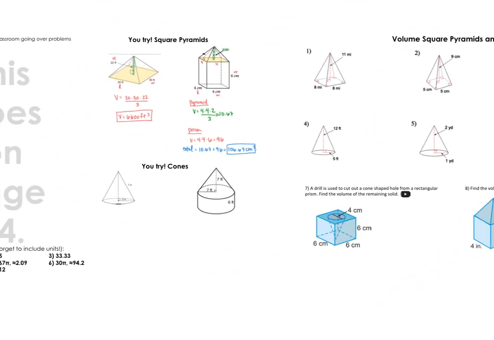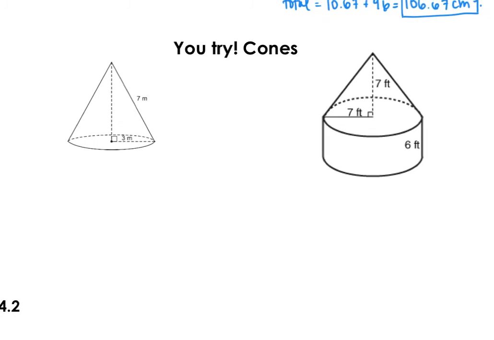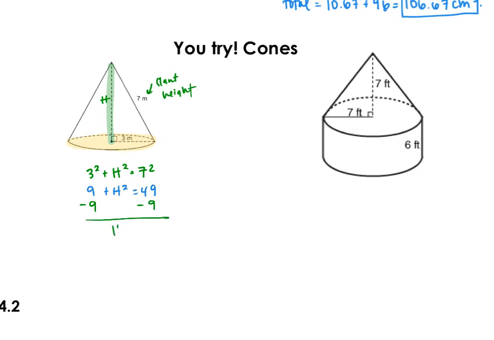Okay, let's look at the Try problems here. All right, so the one on the left, okay, we have our circular base, and the height we need is this one. So in this problem, again, we are given the slant height, which means we need to use Pythagorean theorem to solve for the height. So using Pythagorean theorem, it's going to be 3 squared plus h squared equals 7 squared. So this becomes 9 plus h squared equals 49. And then we're going to subtract 9 from both sides. So h squared is 40. Then we take the square root of both sides, so you get that the height is approximately 6.32 meters.